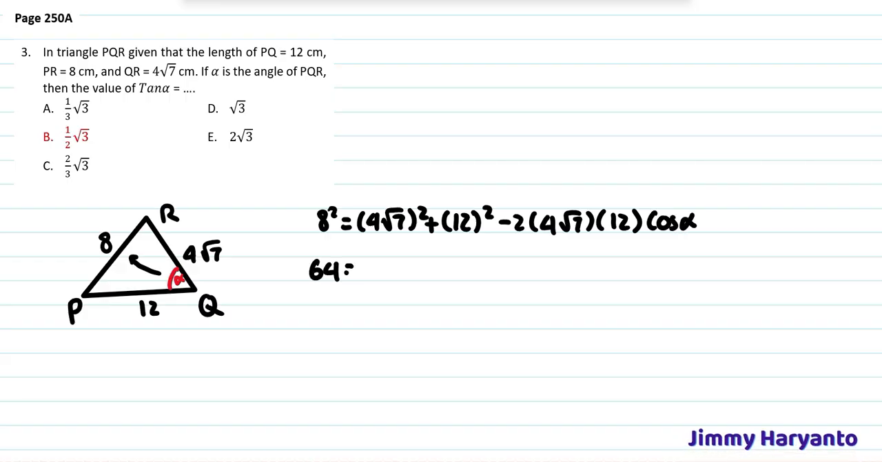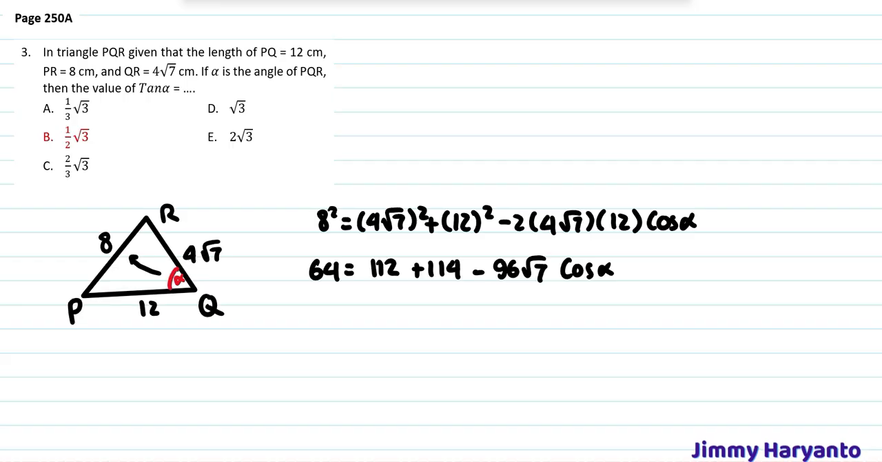And then the calculation will be 64. This one is 16 times 7, it's 112. And then plus 144. Then minus, for this one you have 96 square root of 7, and then cos alpha.